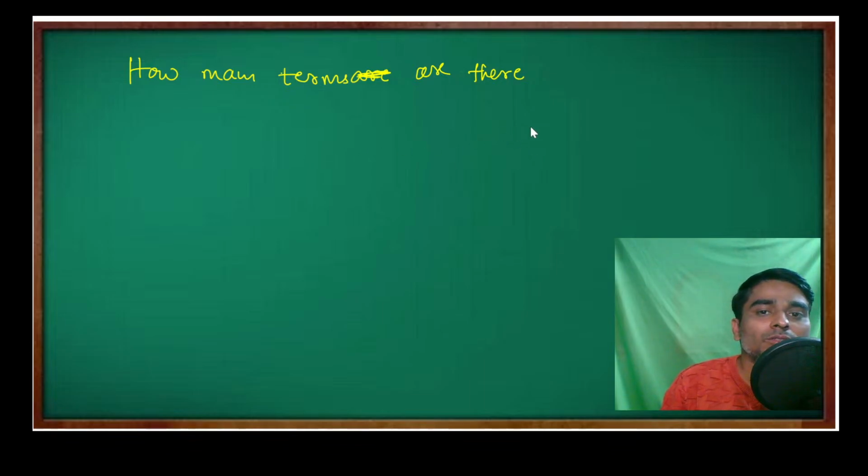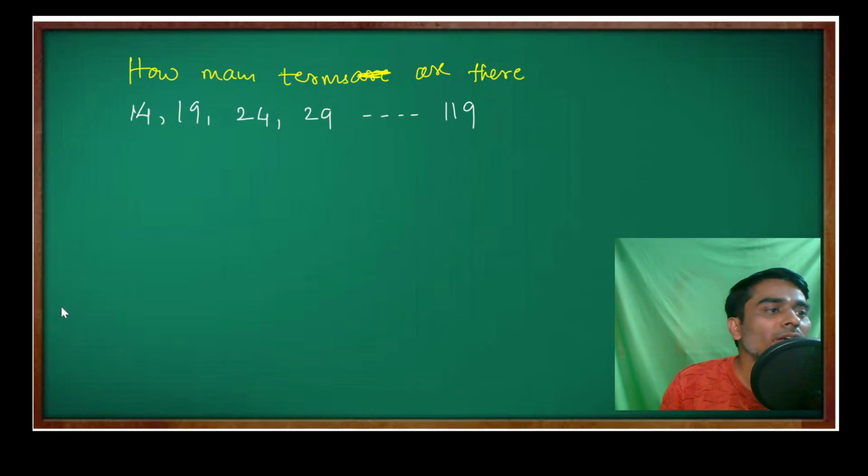Okay. So how many terms are there in the AP, and the sequence is 14, 19, 24, 29, and so on up to 119.